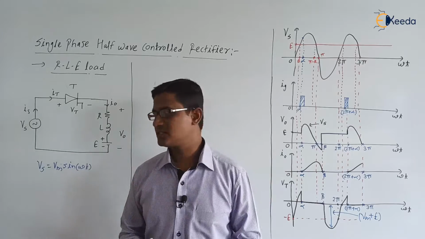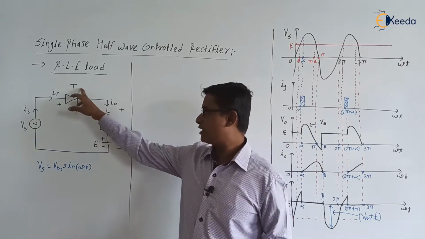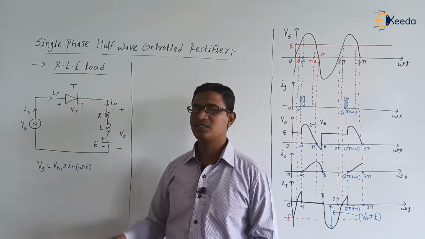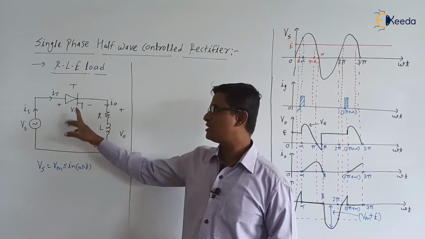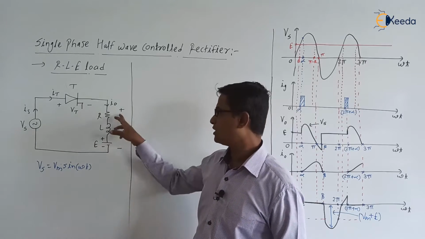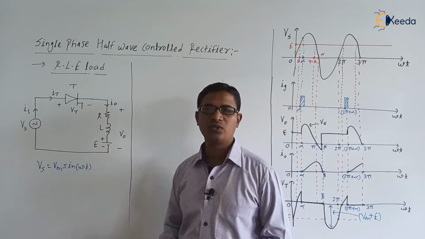Okay. Next, here we are having a thyristor T. Voltage across thyristor is Vt. Current flowing through thyristor is It. Supply current is Is. Okay, and the load RLE. Right. Voltage across load is V0. Current flowing through the load is I0.